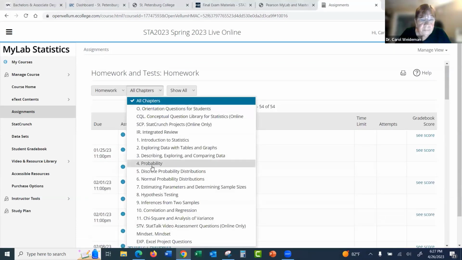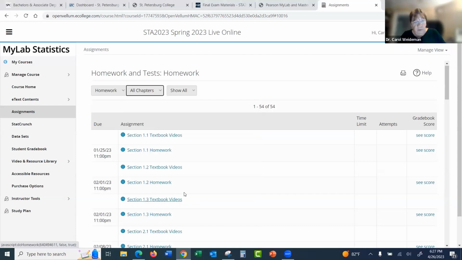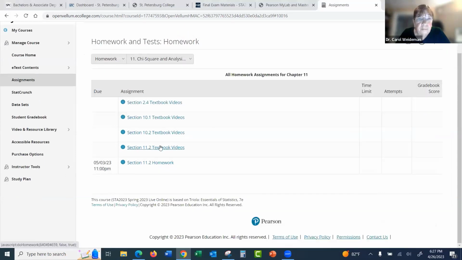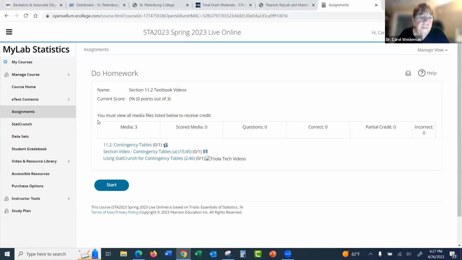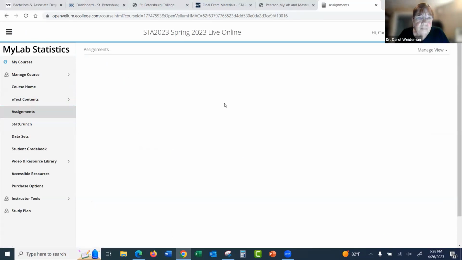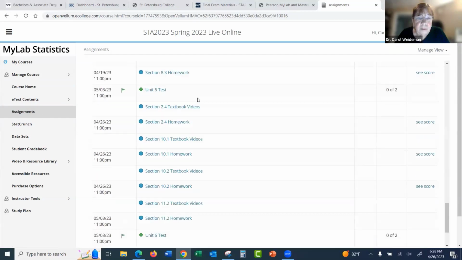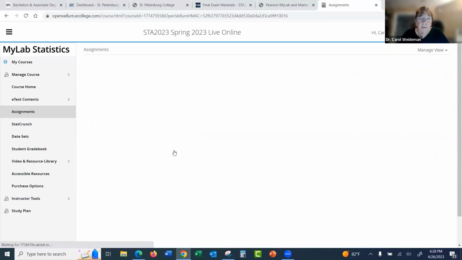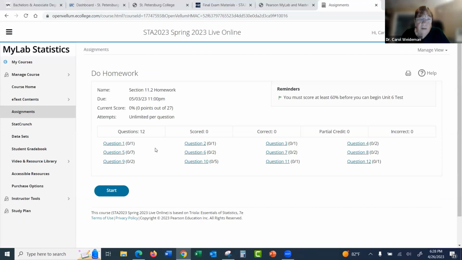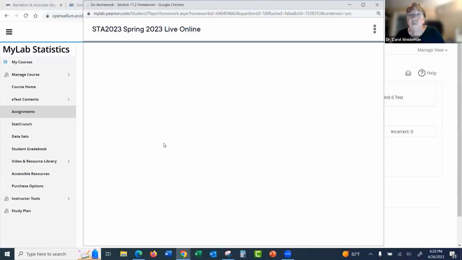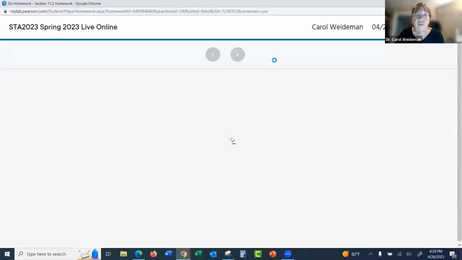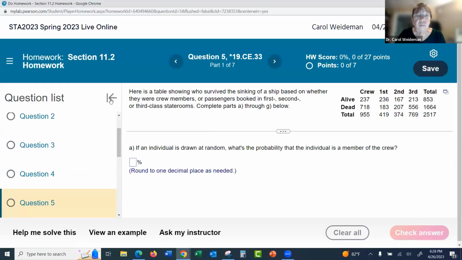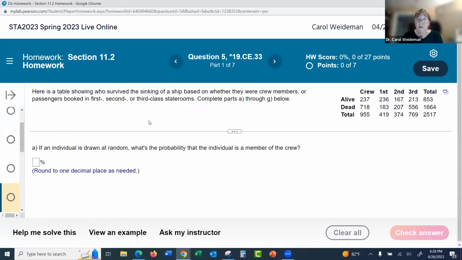Chapter 11. So I want to do problem number 5. Here we go. You don't have that many problems in here. Problem number 5 has quite a few parts to it. This is actually a nice review question for you before the final too, because it goes through a lot of things that you learned back in the probability section.